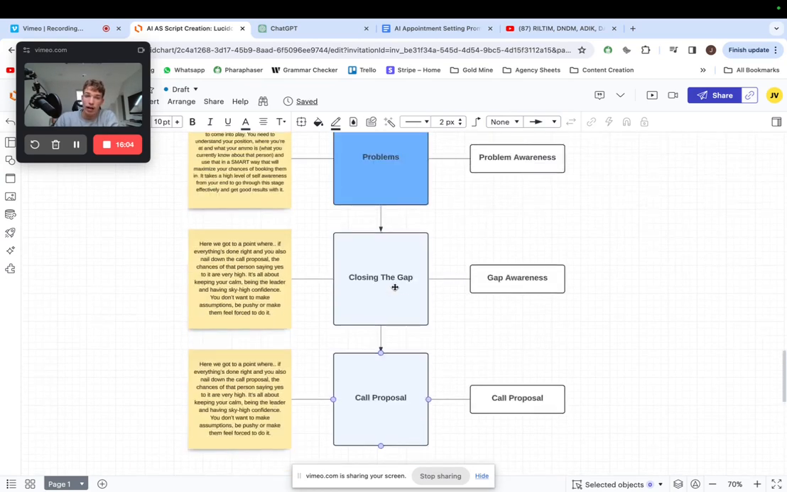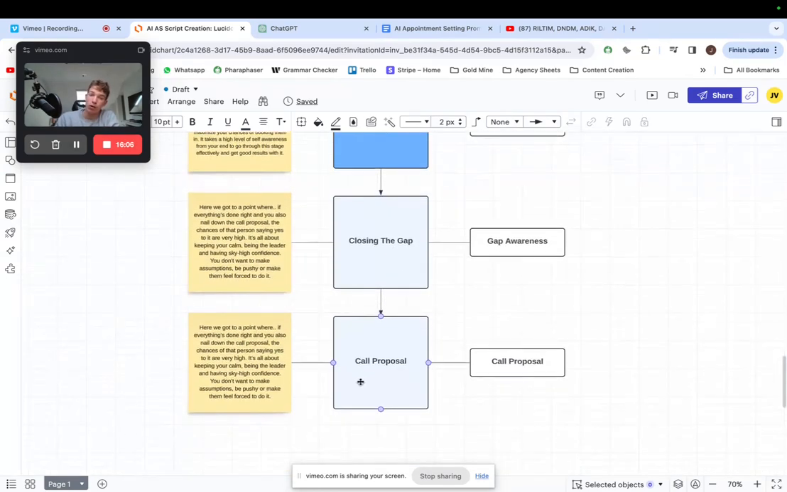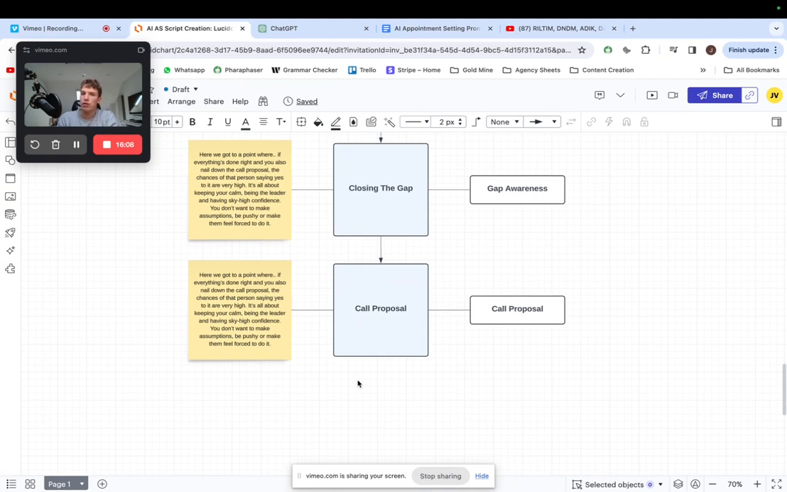And yeah, after all that, we move on to the call proposal. And truth to be told, if you have done everything right up until this point, there's a very high chance that the prospect is gonna say yes to the call. It's all about keeping your calm. It's all about knowing what to do in each stage, not messing things up, and being the leader. Leading with value.